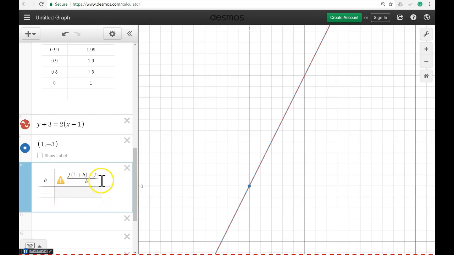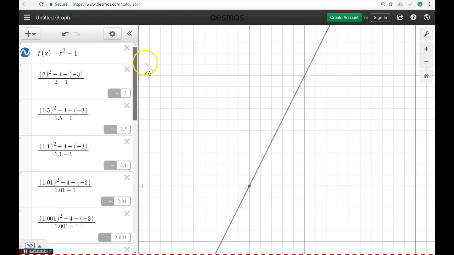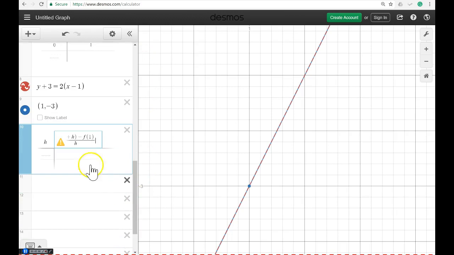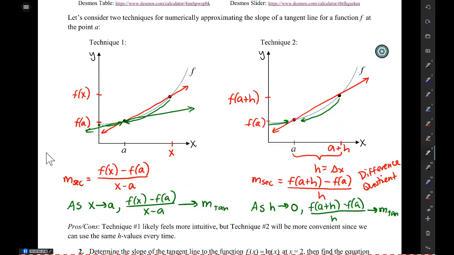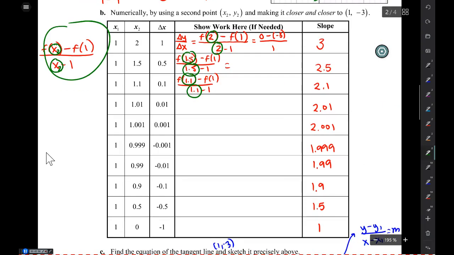Unfortunately, it kind of cuts it off a little bit, but I'll highlight it again so you can see. f of 1 plus h minus f of 1 all over h. And just as a little reminder, f of x is still x squared minus 4. Okay, so now I can plug in things for h. If I go back to my table here, I added this column here.